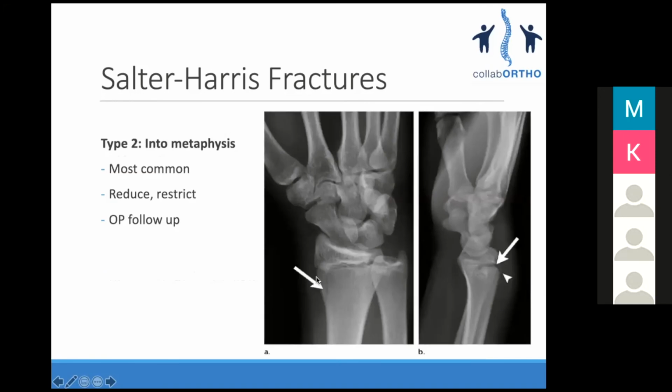Type 2 is gone into the proximal fragment. So again, if you follow my cursor, this is the growth plate, and there's your little faint fracture line there. Okay. And type 2 is the most common type of Salter-Harris fracture. Same management as type 1, usually just reduce them, restrict the movement, and eventually you'll start rehabilitation.